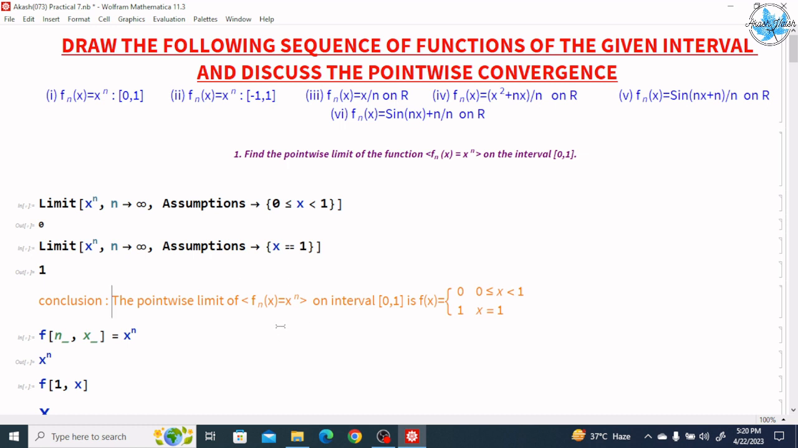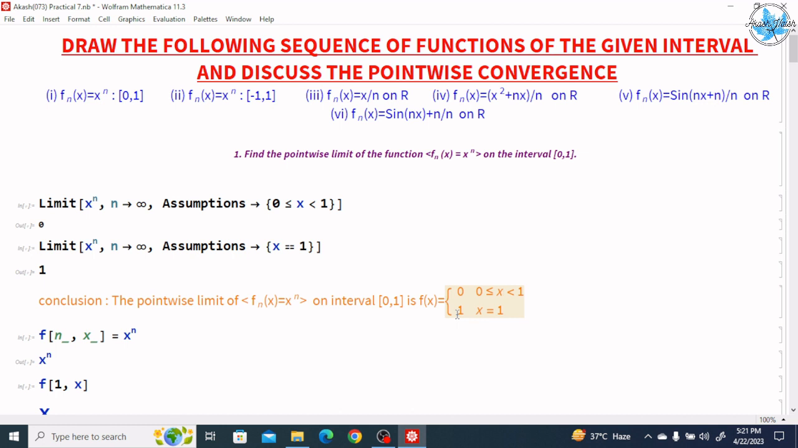What I get is that on the interval 0 to 1, the function x to the power n, when x lies between 0 and 1, you can see that you are getting the limit 0. When x is equal to 1, then you are getting the limit 1.